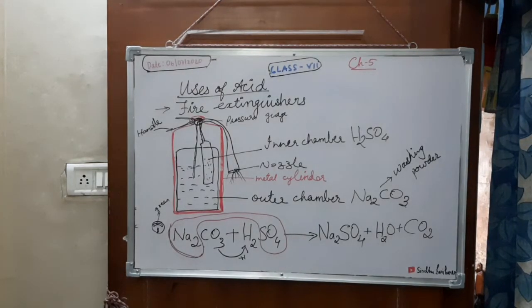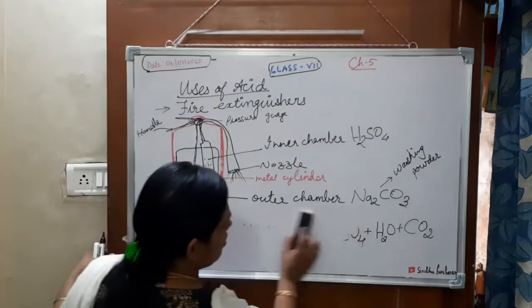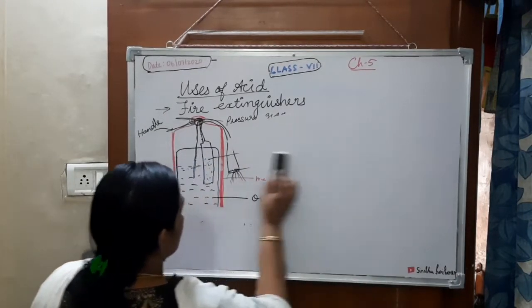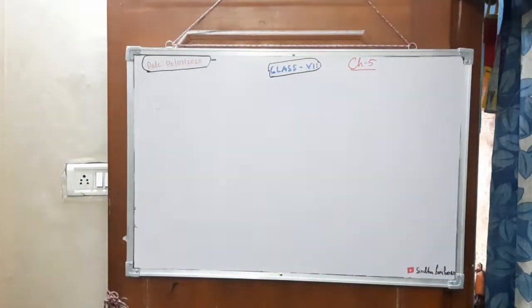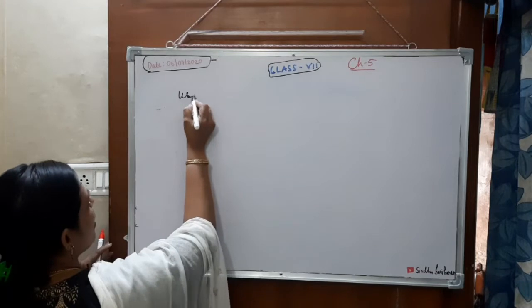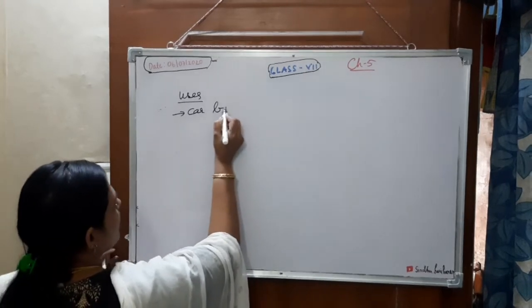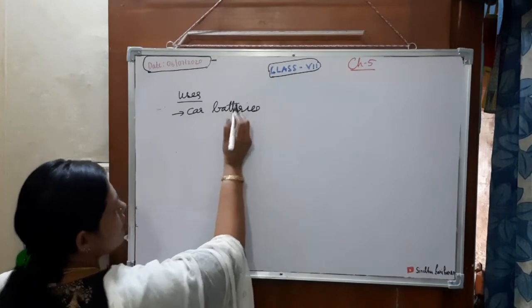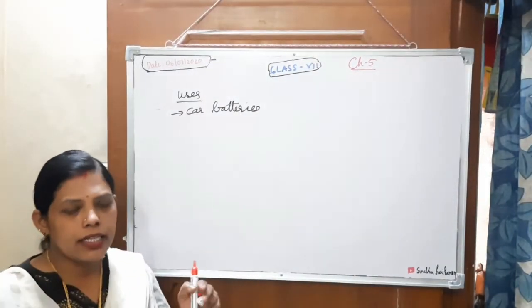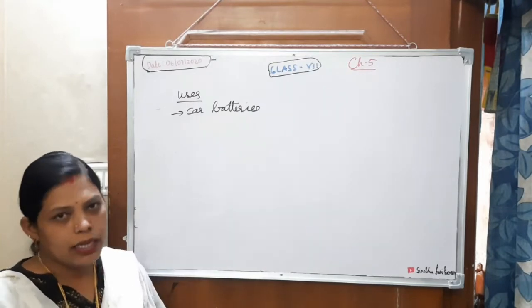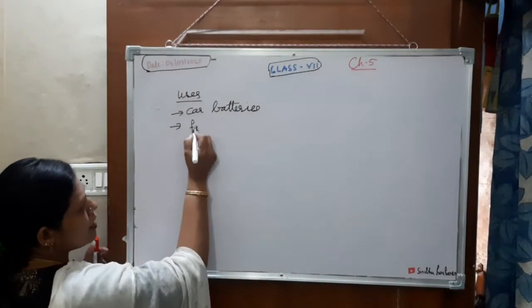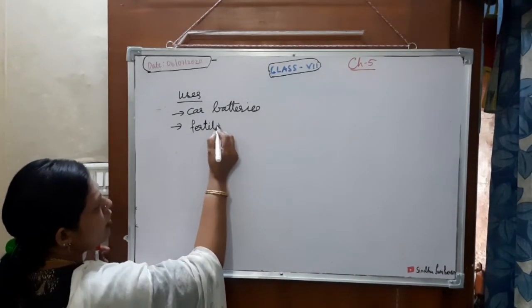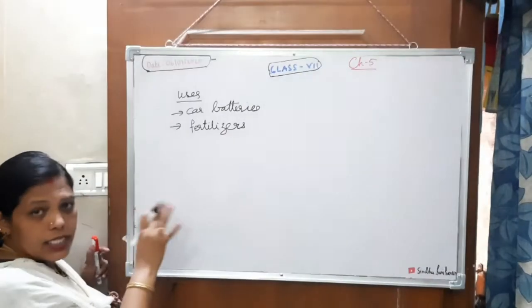What are the other uses? Mainly it is used in car batteries, or inverters, or even trucks, where there are big batteries. In those, the sulfuric acid is kept, and that is one use. Another use is in fertilizers. For manufacturing fertilizers, these acids are used.